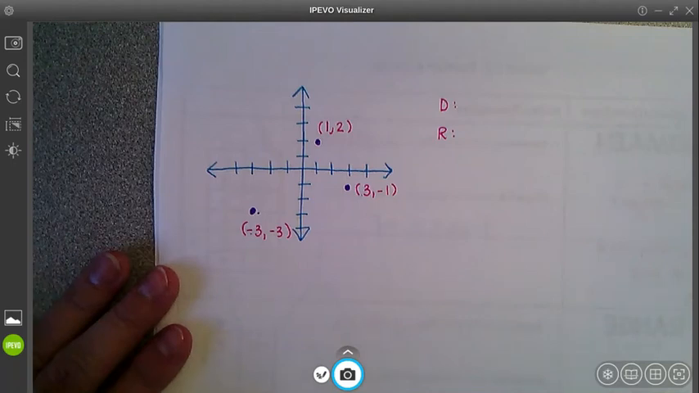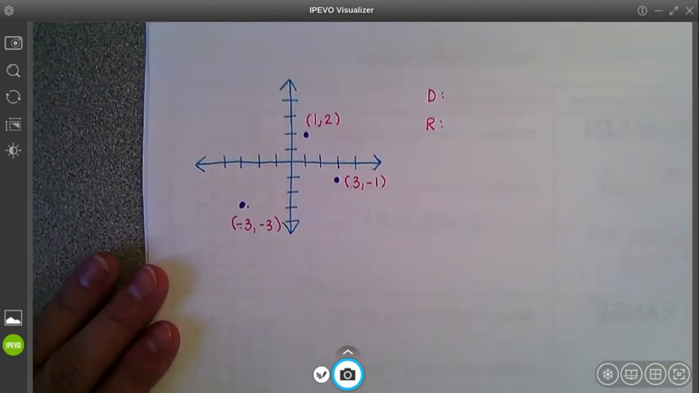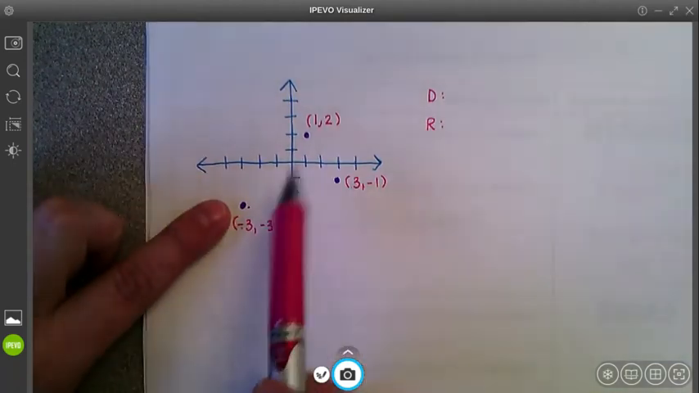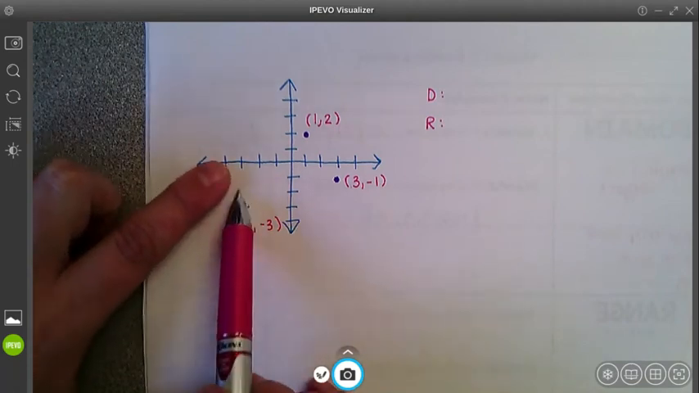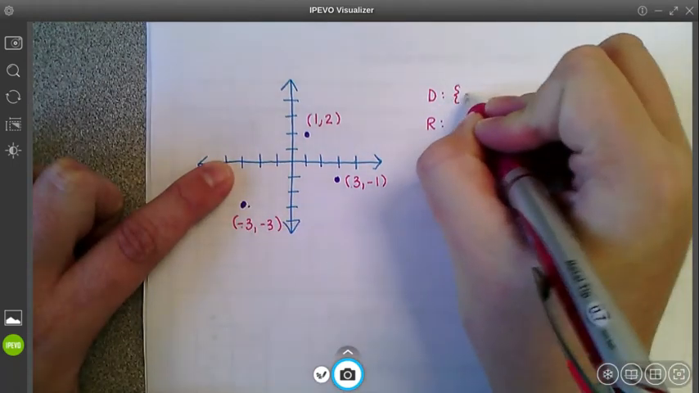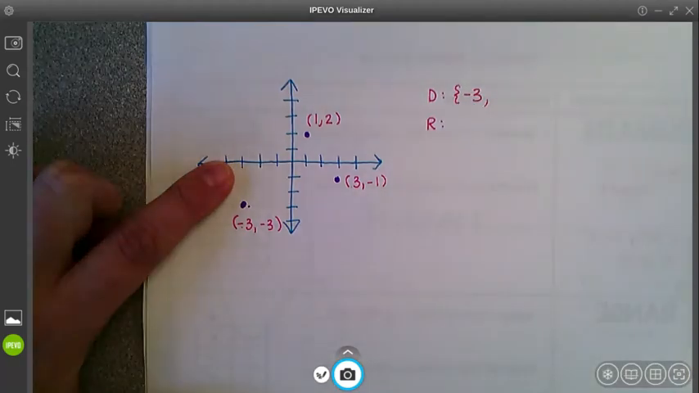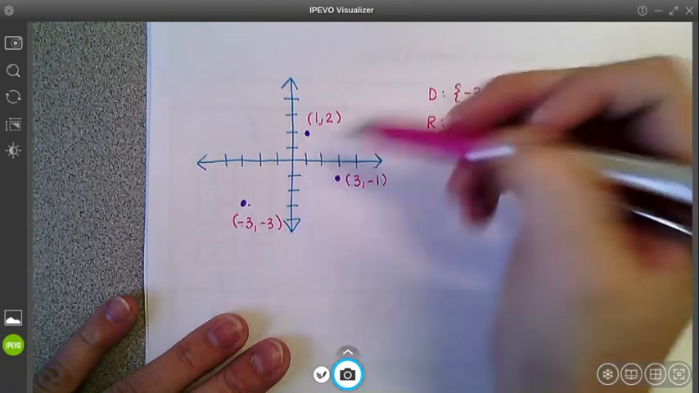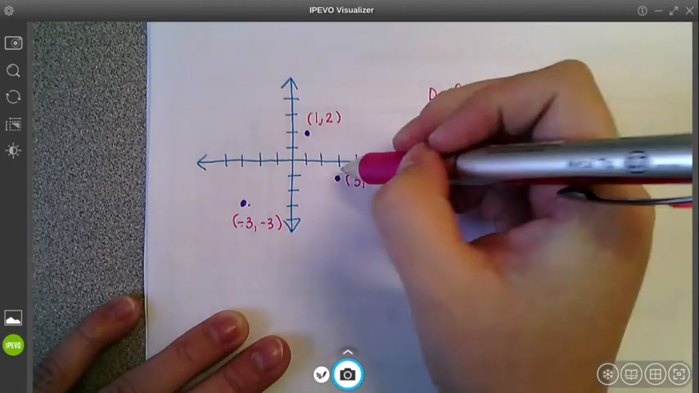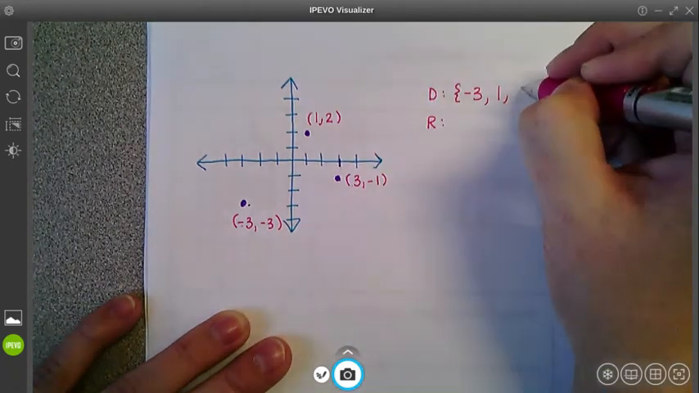Or you could just kind of take it point by point. For the domain, this point has an x value of -3. So you can just look. You don't have to write out the points. This one has an x value of 1. And this one has an x value of 3.